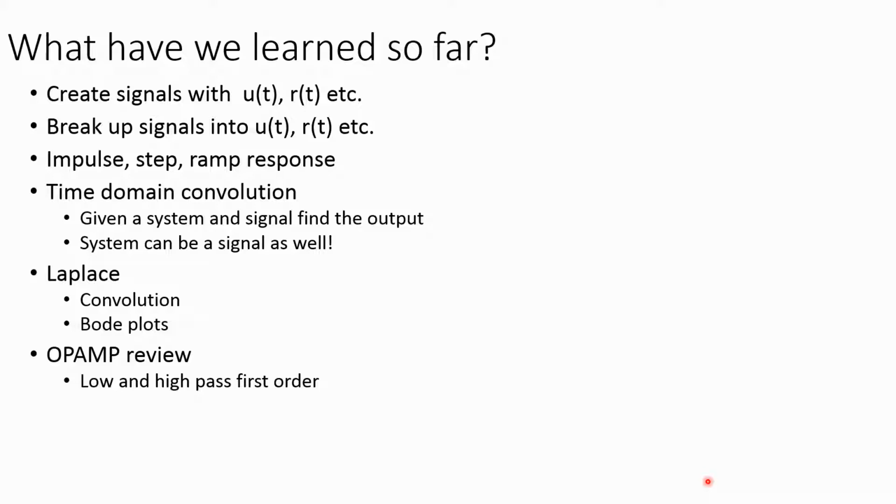So what have we learned so far? We've learned how to create signals out of ramps and step functions. We've learned how to break a signal up into ramps and step functions. We've learned how a system will react in the time domain to the impulse, step, and ramp. We've done time domain convolution, and all that is we have a system and a signal, and we find the output signal. And mathematically, our system can be a signal as well.